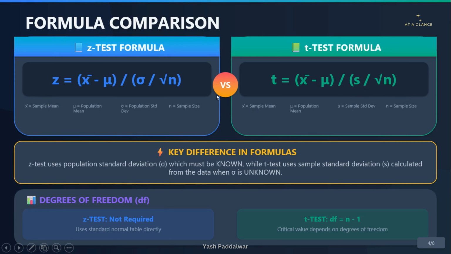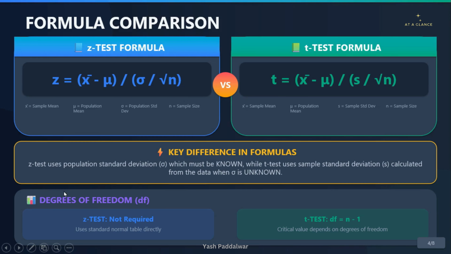I also have covered both of these formulas in the previous video, so if you haven't seen that, please have a look at it. So by looking at these two formulas, we can spot one key difference: the z test uses the population standard deviation, which must be known, while the t test uses the sample standard deviation calculated from the data, when the population standard deviation is unknown. So this is the only key difference between both these formulas.